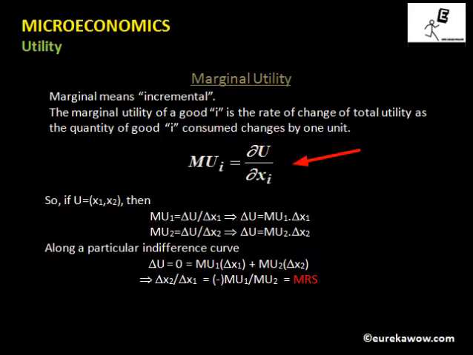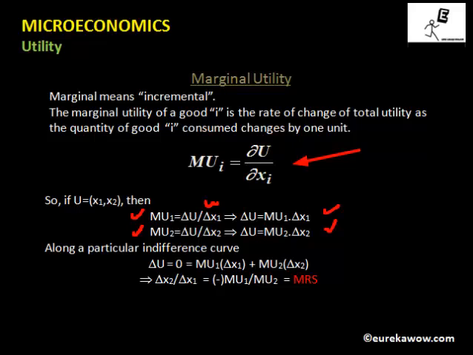For example, if the utility function is U(x1, x2), what will be the marginal utility for good 1? It will be delta u by delta x1. What will be the marginal utility of good 2? It will be delta u by delta x2, because it will be the rate of change of total utility as the quantity of the good consumed changes by 1 unit. Now MU1 is equal to delta u by delta x1, which implies delta u is equal to MU1 into delta x1. It is just rearranging the terms on the two sides of the equation. Similarly, delta u is equal to MU2 into delta x2.